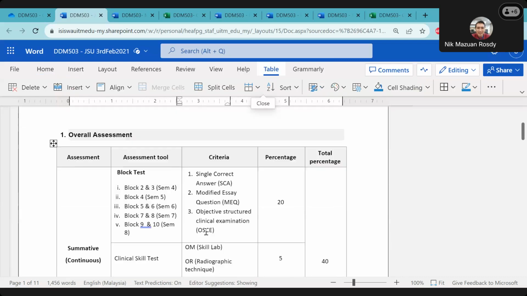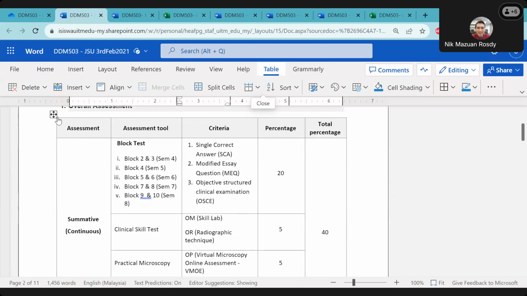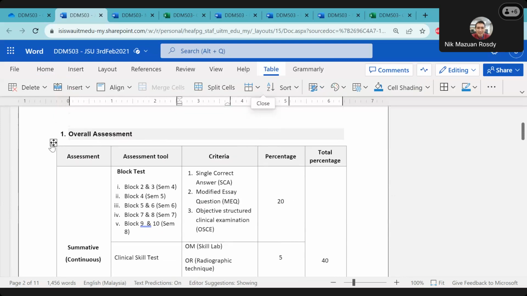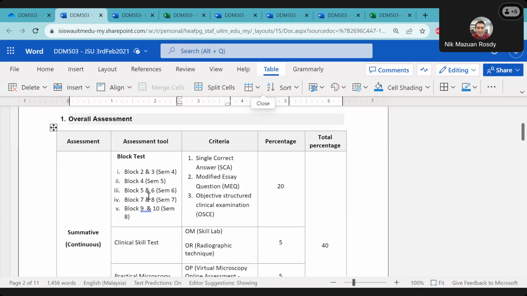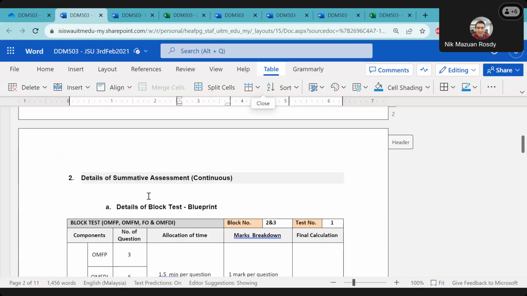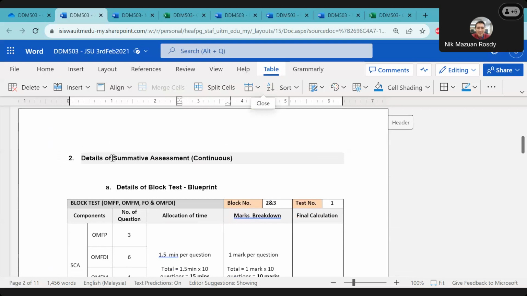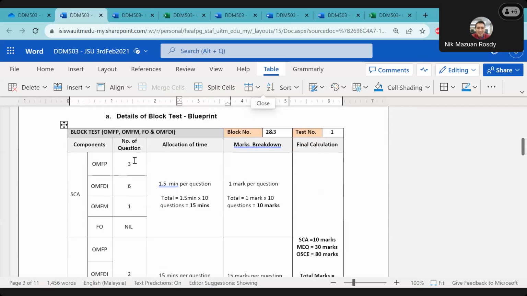Alright. For the overall assessment, this is the first table I mentioned that we copy and paste into the course information. So basically, the course information is a summary of some other documents. So you have to complete this JSU first. So after you do the CLO and know what assessment to do, then you complete this table and paste it into the course info. And then you go to the specific assessment. Okay, so this is summative assessment, continuous. So you list what there is. You must have the number of questions, allocation of time, marks breakdown and final calculation.